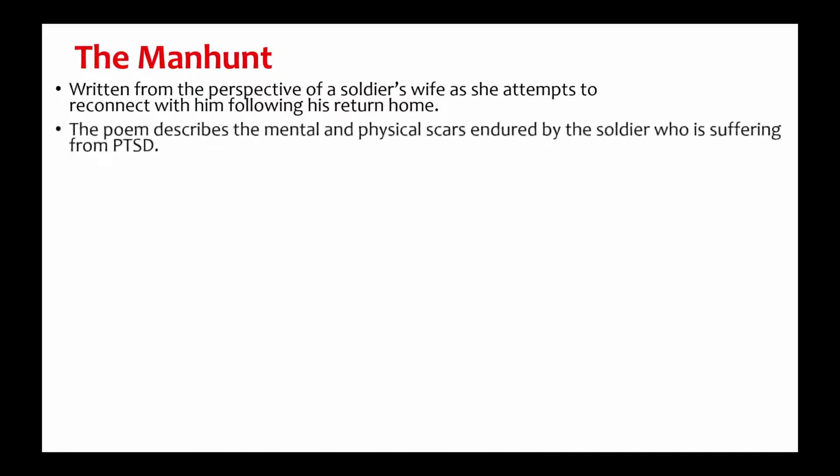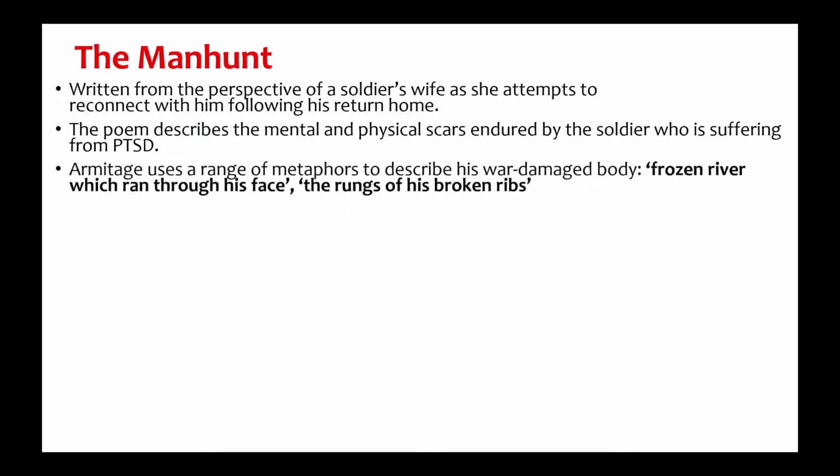Okay, so moving on to The Manhunt and A Wife in London. As I mentioned before, both of these poems explore the impact of war upon relationships. Now, The Manhunt is written from the perspective of a soldier's wife as she attempts to reconnect with her husband after his return home from conflict. The poem describes both the mental and the physical scars endured by the soldier, and it's strongly implied that he's suffering from PTSD. Armitage, the poet, uses a range of metaphors to describe his war-damaged body.